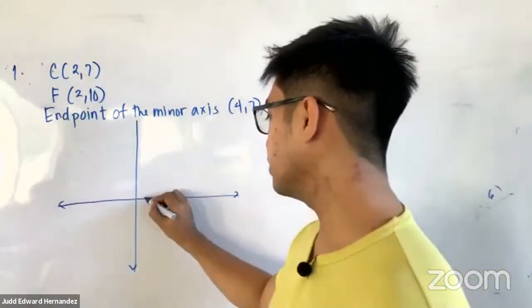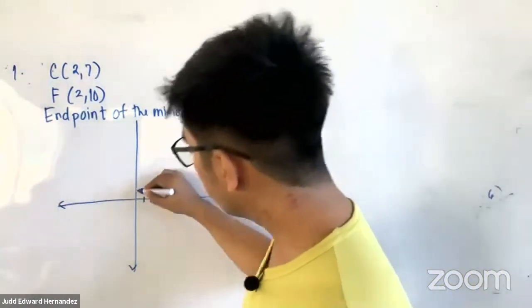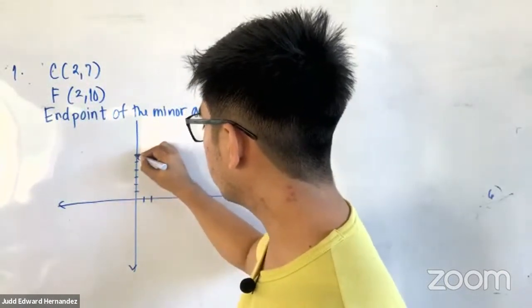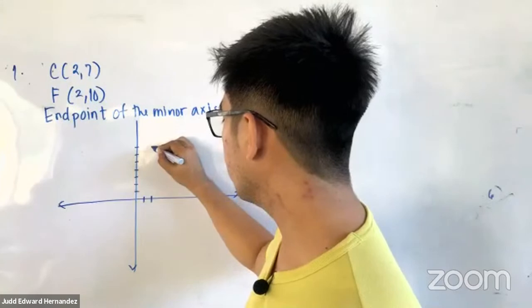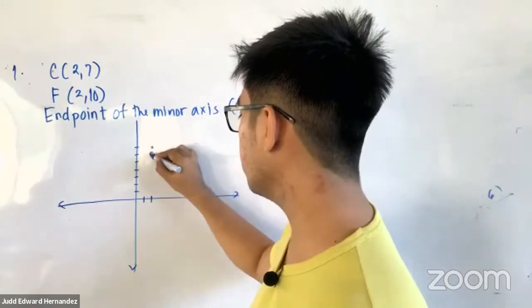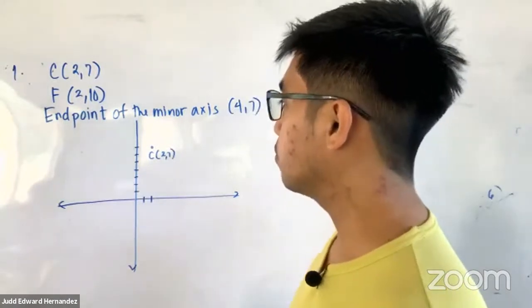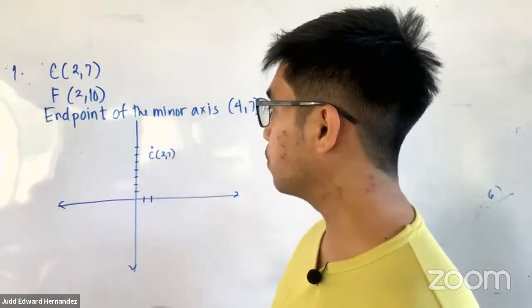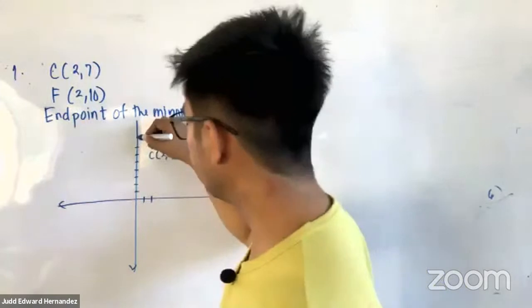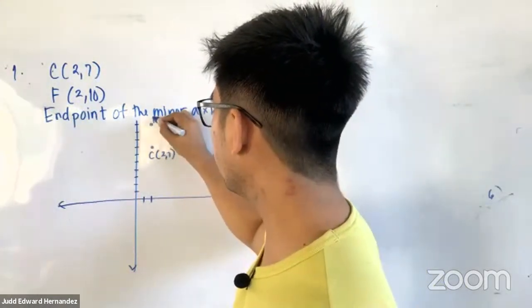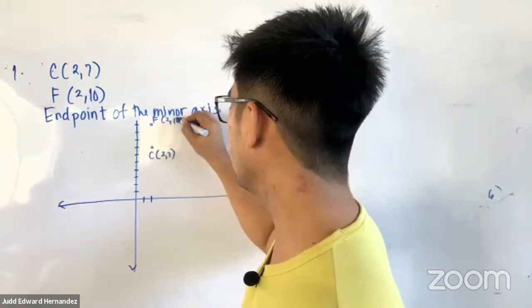2, 7. This is 1, 2, 3, 4, 5, 6, 7. So, this is the center. Its location is 2, 7. And we also have one endpoint of the foci. We call that the focus. That is located at 2, 10, 7, 8, 9, 10. So this is F. Its location is 2, 10.